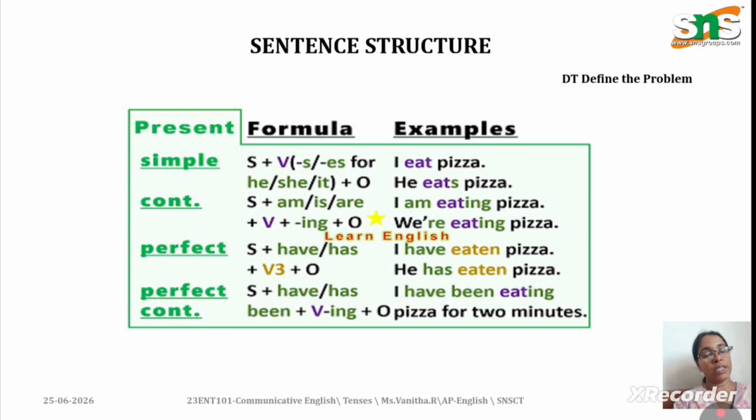Then the perfect continuous, as I told you earlier, is the combination of perfect and continuous. As perfect tense comes before, after the subject we use the have verb. Along with the have verb, to represent the perfect continuous, we use been. Then comes the action word in the ing form. So I have been eating pizza for 2 minutes. The action has started, I've been eating and I'm still eating. That represents perfect continuous. Okay, so let us discuss the future tense in the next video.